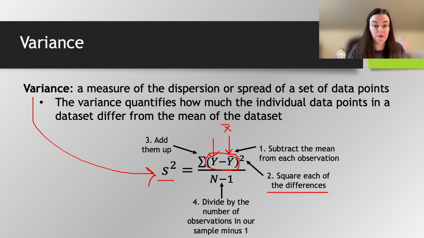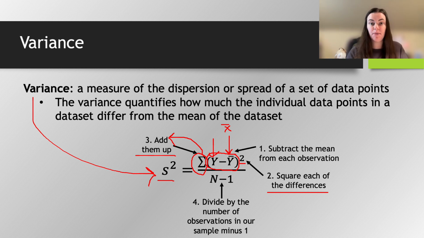Once we square each of those differences, and that's what we have listed right here, we can go ahead and add up all of these totals together. This symbol here is sigma, which simply means to add them all up. So we're going to add together all of the observations that we have, subtracted by our average or mean value, Y bar, and squaring them.